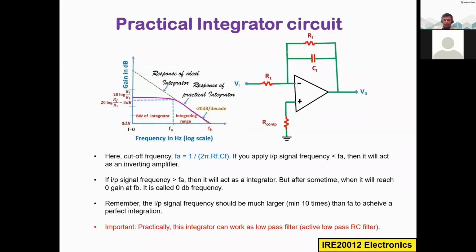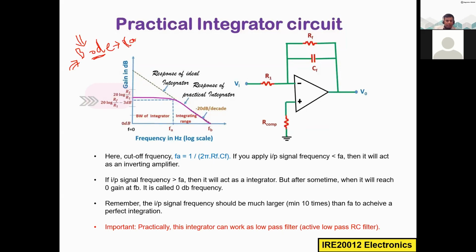This is the practical integrator circuit, the same one, just drawn in a different way, and I added one more compensation resistor, R comp. Everything else is the same. Instead of going directly to ground, it goes through a resistor. Here is the response of the ideal integrator, the longest slope, but in the practical integrator, the signal will move through this and then it will go down.